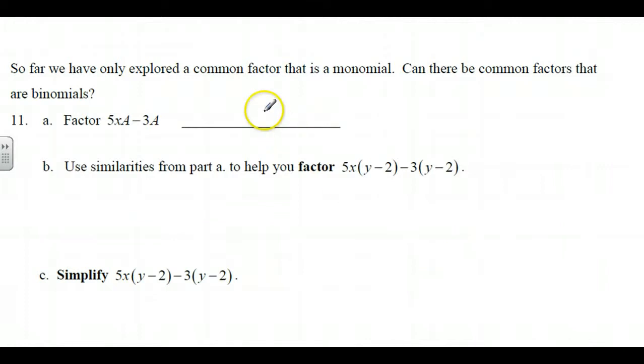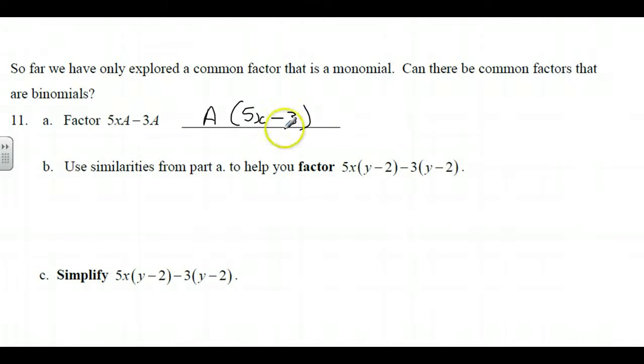So far, we've only explored a common factor that is a monomial. Can there be common factors that are binomials? So looking here, number-wise, no number, but there is the capital letter A. So A, and then we've got 5x minus 3.